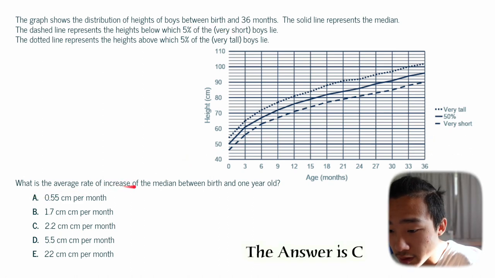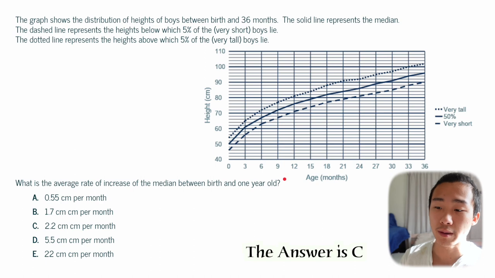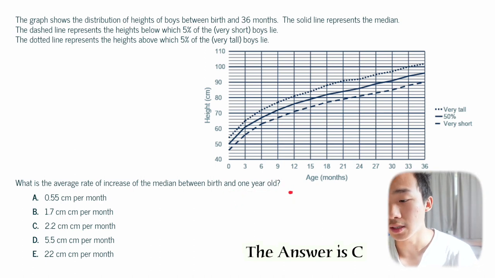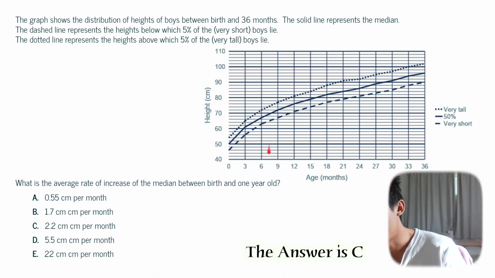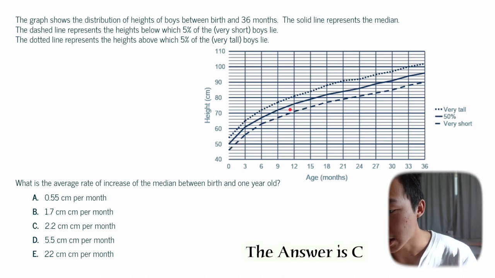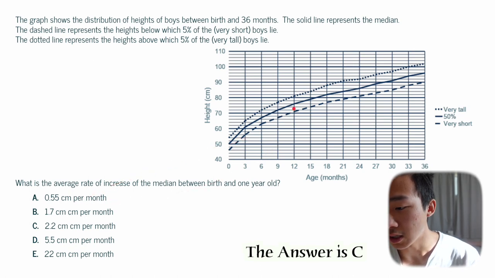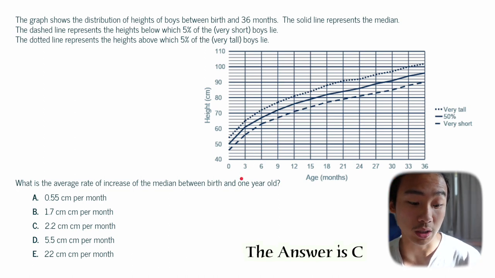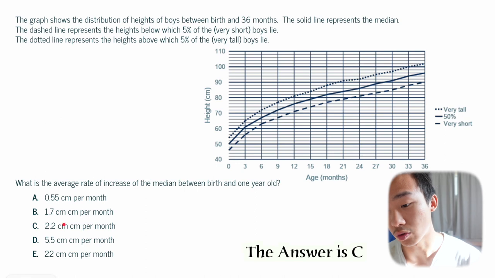So what is the average rate of increase of the median? So median, we know we're looking at the middle line, between birth and 1 year old. So 1 year old, that will be 12 months over here. So when you're doing the actual exam, just remember to read through the question and look at all the key terms, because you don't want the 36, right? All right, so if you look at the increase over here, it starts from 50 and it ended on 76. So that's 26, and here is per month, so 26 divided by 12, which should give you a 2.17 or 2.2. That's the closest answer you can get, so that would be a C.